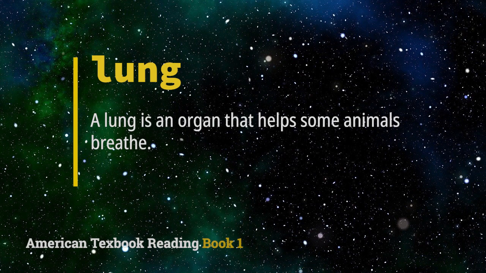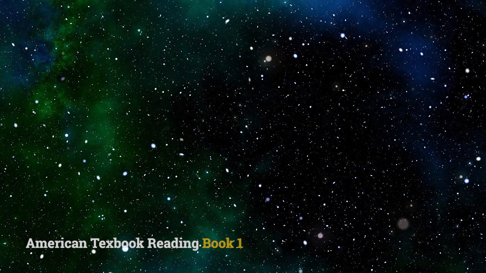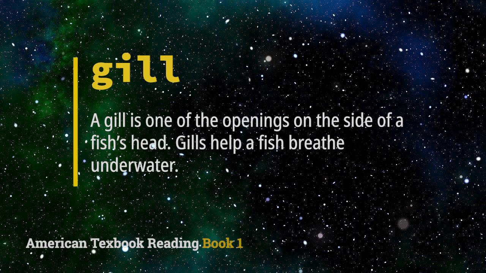Lung. A lung is an organ that helps some animals breathe. Gill. A gill is one of the openings on the side of a fish's head. Gills help a fish breathe underwater.